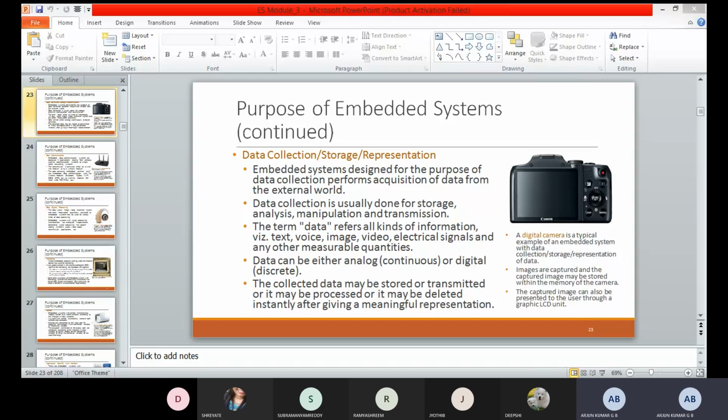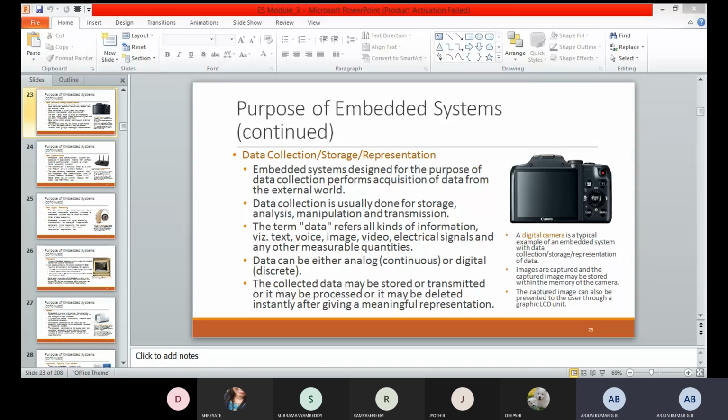The next is the purpose. We have different types of purpose of the embedded system. So why do we need this? What is the purpose of using this embedded system? The first is data collection, storage, and then representation. A good example is the camera.